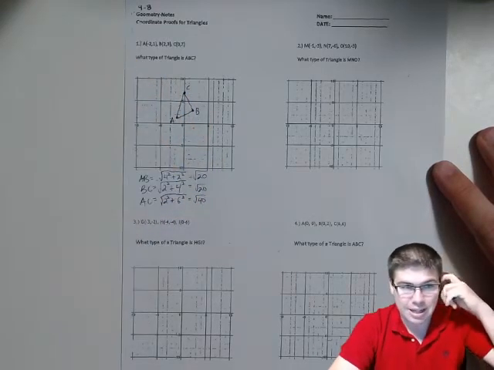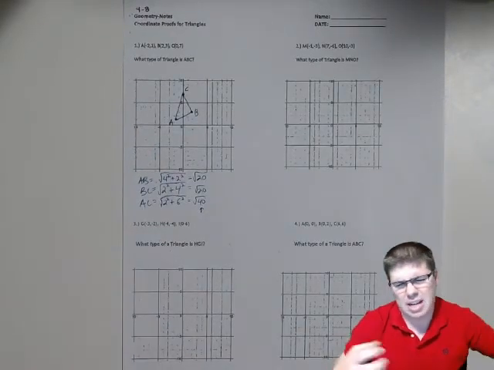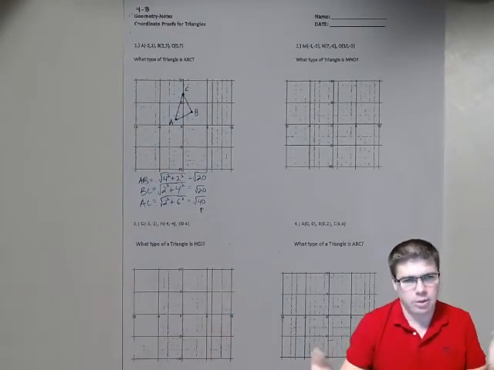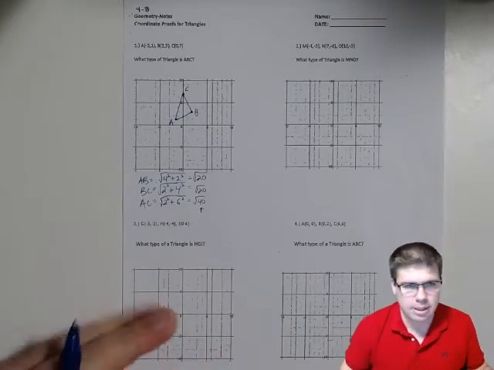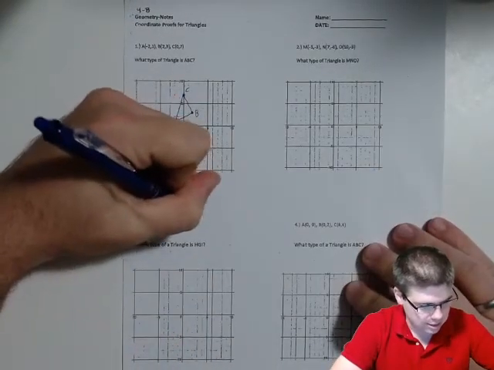Which is not the same. So based on these 3 distances, I don't actually know exactly what those numbers are, like what is the square root of 20, what is the square root of 40. I could type them into my calculator and see what the decimal is. Doesn't matter. I know 2 of them are the same, 1 is different. This is an isosceles triangle.